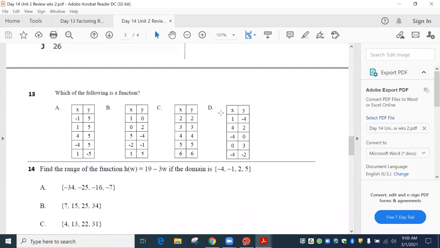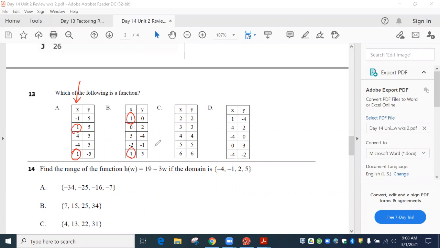Number 13 says, which of the following is a function? So it's just asking, is it a function? So how do we tell if it's a function? Very good. If the x's do not repeat, it's a function. So I would say on A, we got these 2 1s that repeat, so that's not a function. Remember, you're only looking at the x's. On B, looks like there's 2 1s here that repeat, so that's not a function.